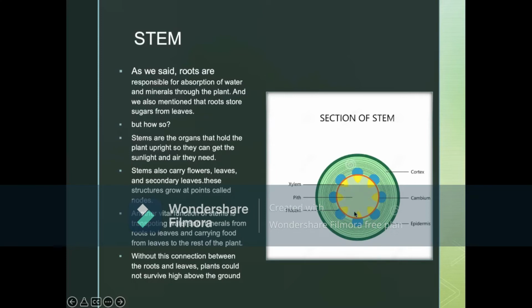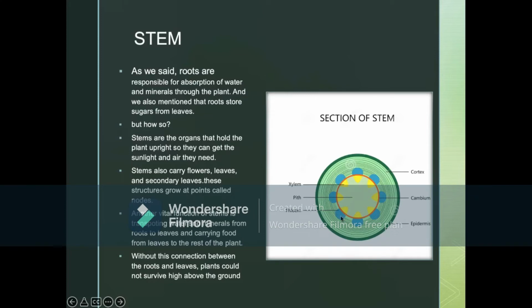Now, the xylem is responsible for the transport of water and minerals from the roots to the leaves. From the roots, we have the xylem, and in the stem we also have xylem tissue, and in the leaves we also have xylem tissue. And it is only responsible for the transport of water and minerals.